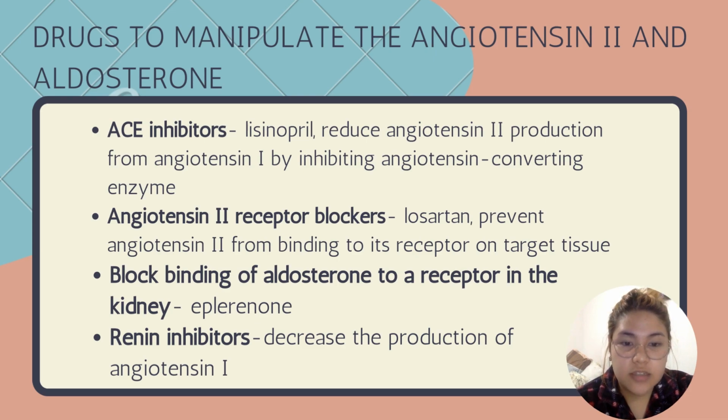And then there are also drugs such as eplerenone that block the binding of aldosterone to its receptor in the kidney. And then there's also a direct renin inhibitor that has been developed that decreases the production of angiotensin I. Although these classes of drugs have different mechanisms of action, they are all effective in the treatment of hypertension. So this highlights the many forms of hypertension that can contribute to the failure of the kidneys to adequately excrete sodium and water.